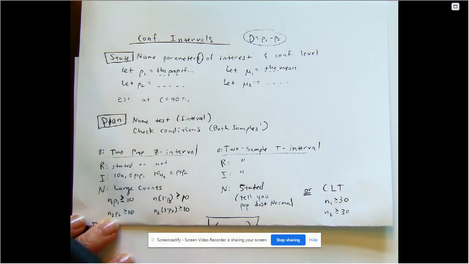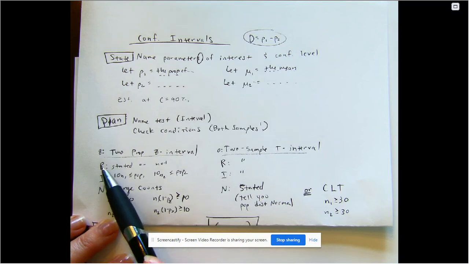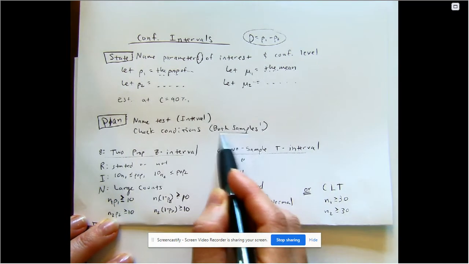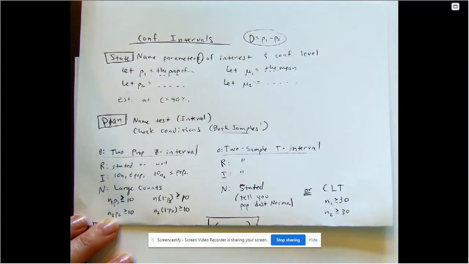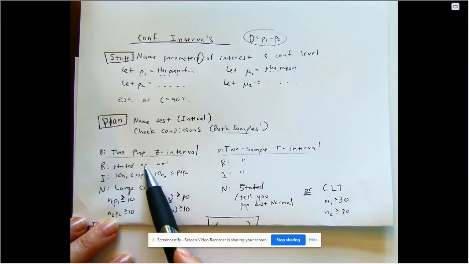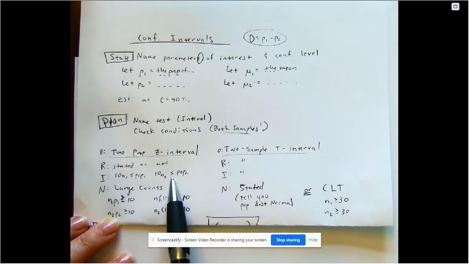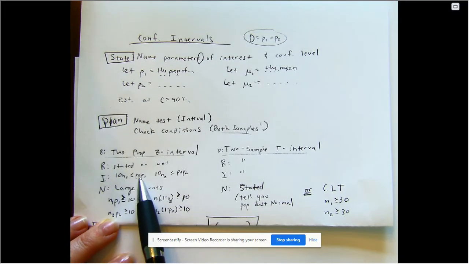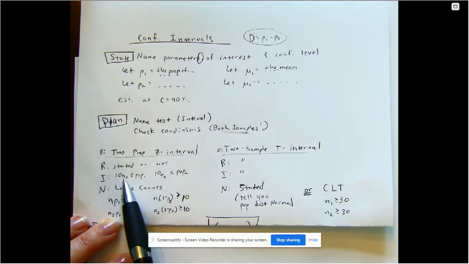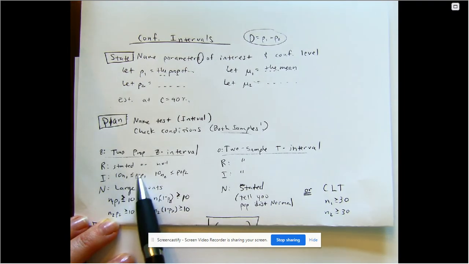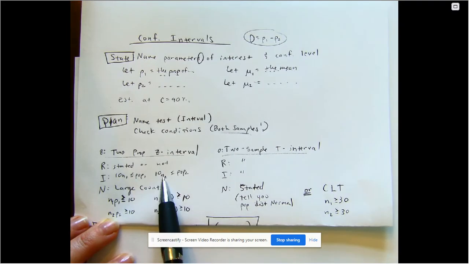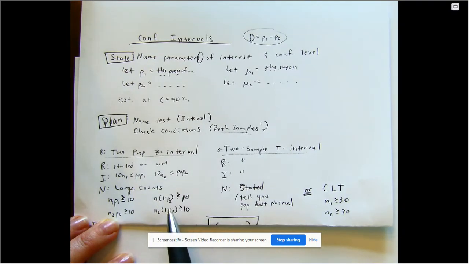So our conditions are the same as they've always been since chapter 7: random, independence, and normality. But remember, you have to check them for both samples. Random, it's either stated or it isn't. For independence, that's our 10% rule, but you have to do it twice, right? 10 times n1 is less than or equal to population 1. Maybe that's 10 times the sample from the females is less than or equal to the number of females in that population. 10 times n2 is less than or equal to population 2.